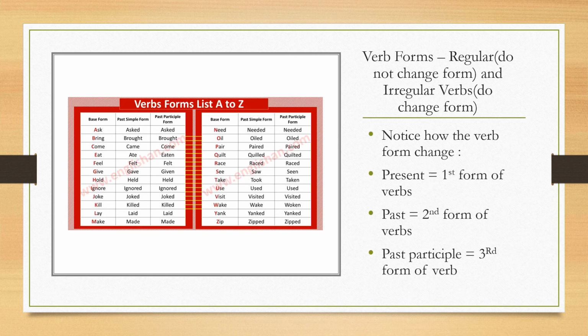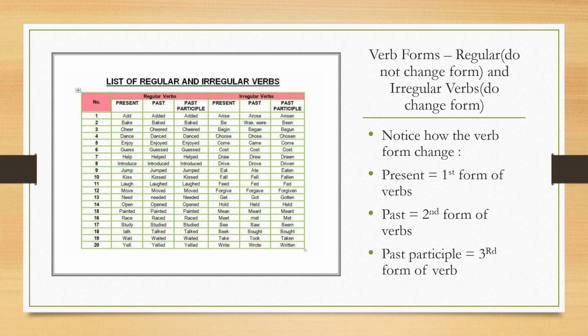Whereas, take this example of take. Take is the base form of the verb, which is also called the first form of the verb, which changes to took, the second form of the verb, and changes to taken, which is the third form of the verb. So whenever the past simple form and the past participle form change, it is called an irregular verb. Most of the examples are given in the picture below.